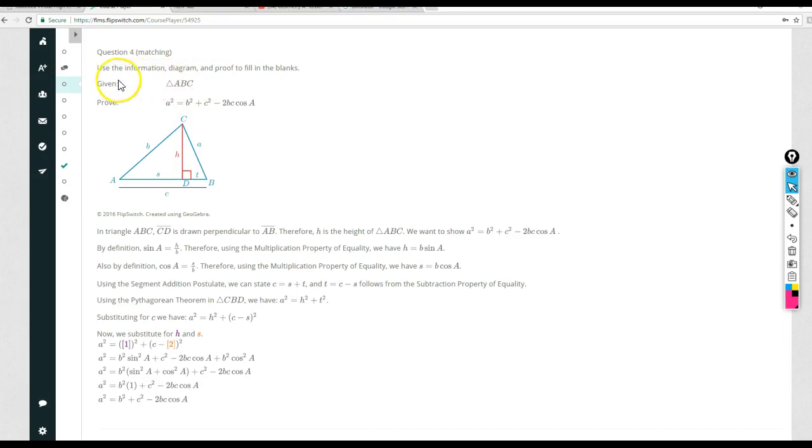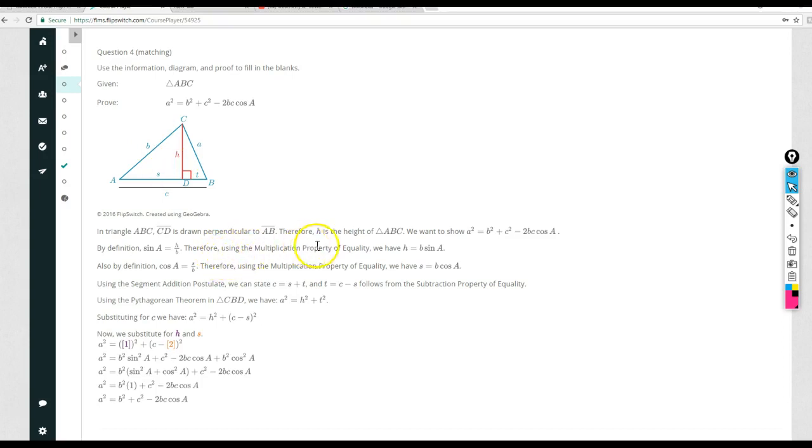Given triangle ABC, prove that a squared is equal to b squared plus c squared minus 2bc cosine of angle A. So in triangle ABC, a segment CD is drawn perpendicular to segment AB, therefore h is the height of triangle ABC. We want to show that a squared is equal to b squared plus c squared minus 2bc cosine of A. By definition, sine of A is equal to the ratio of h over b. So angle A was our viewpoint. We had the opposite side over the hypotenuse.